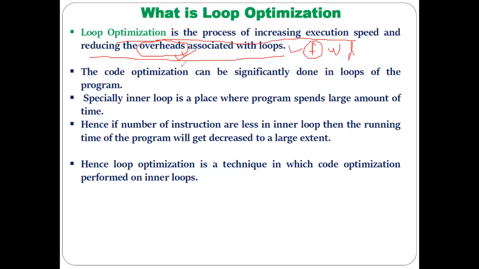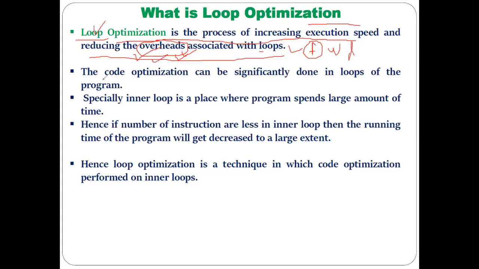So if you avoid such kind of overhead, if you reduce the overhead associated with the loops, definitely the execution speed of the program is going to be improved, and that is called loop optimization. So here I have mentioned the same thing. Loop optimization is the process of increasing the execution speed and reducing the overhead associated with the loops, reducing the unnecessary iteration and unnecessary looping associated with the loop. That is called loop optimization.